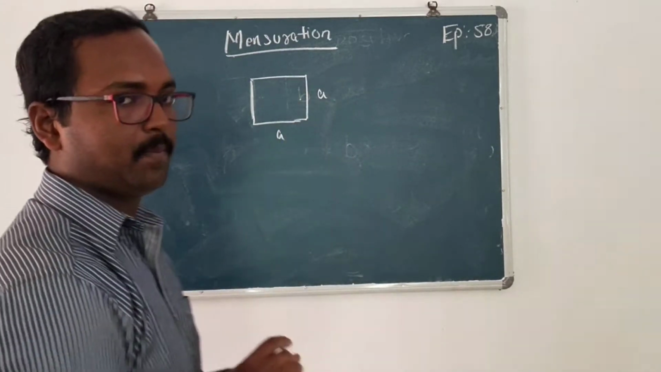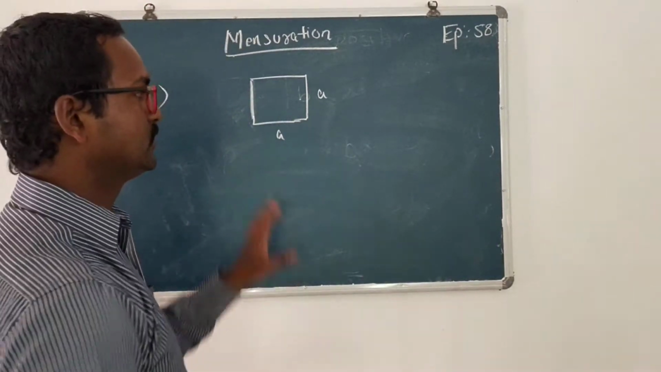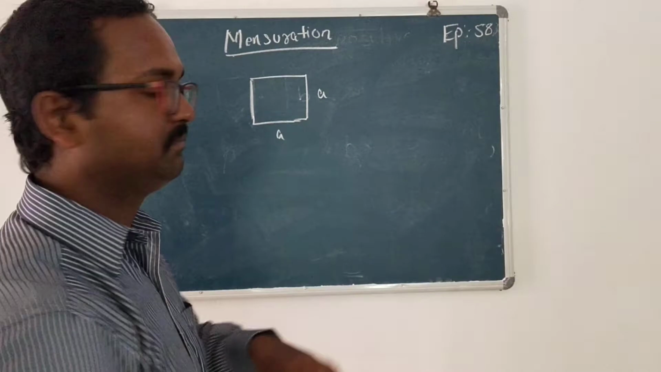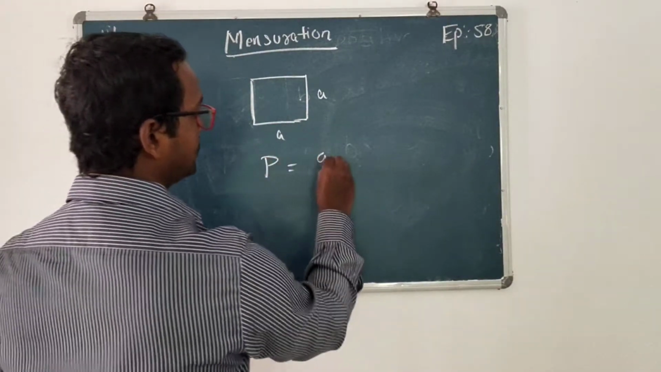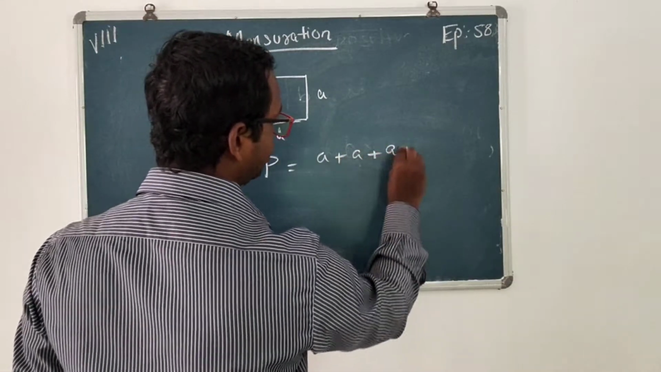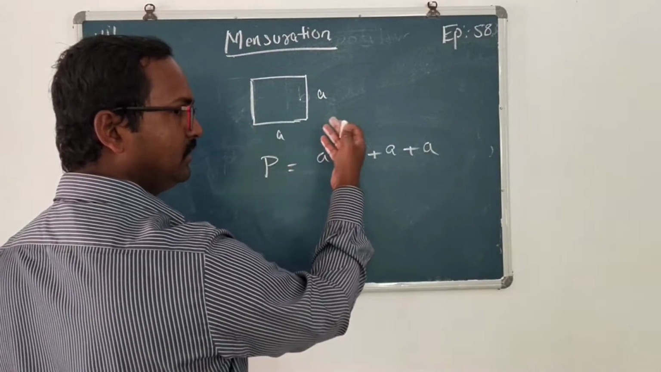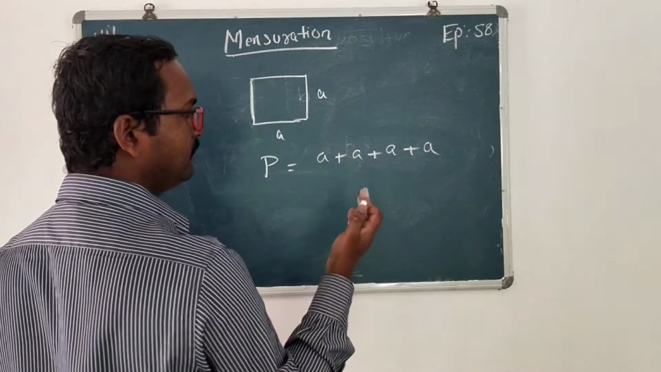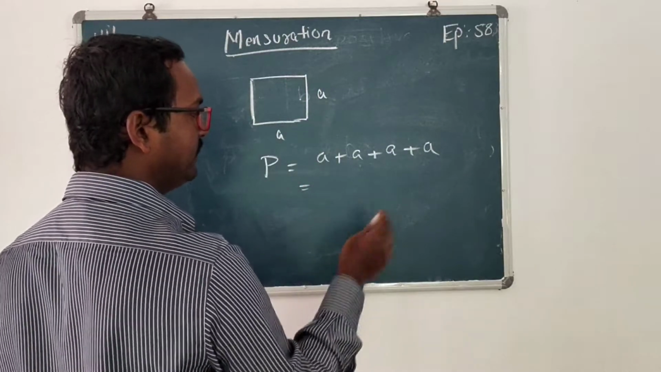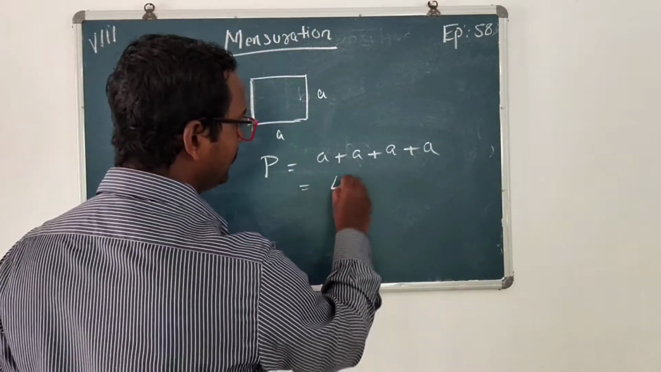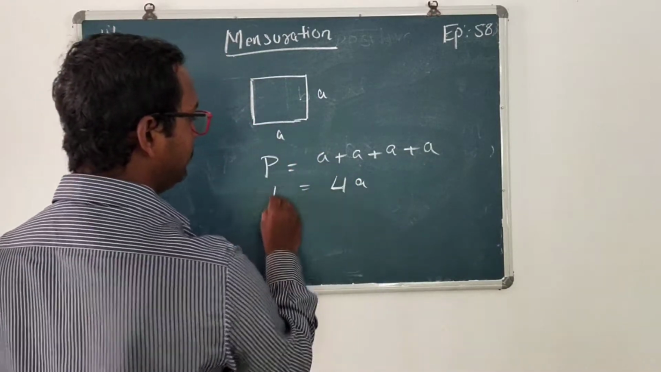So in the square, all the sides are equal. Length, breadth, both are equal. So when both are equal, it becomes square, and the perimeter formula is A plus A plus A plus A. This is a variable. You can use X or S or any variable here. I am using A because all the sides are equal. So A plus A plus A plus A is 4A. This A is the side length. So the perimeter formula is 4A.